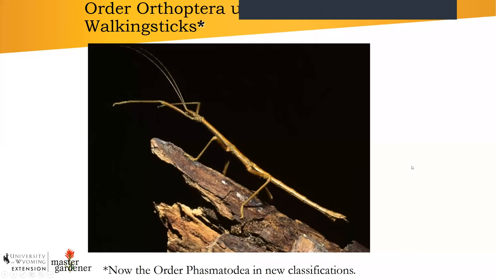Orthoptera used to include the walking sticks. I think there's more walking sticks around than we know about because they have such effective camouflage. They've been given their own order Phasmatodea now. They're not really considered problematic. Most of the time they live in trees and shrubs, where their camouflage is effective.